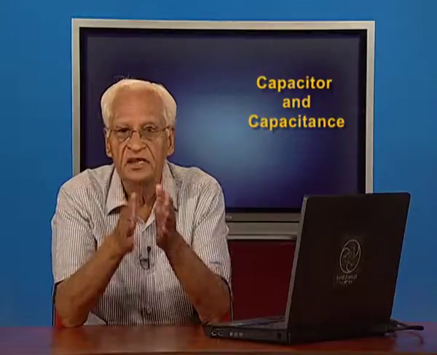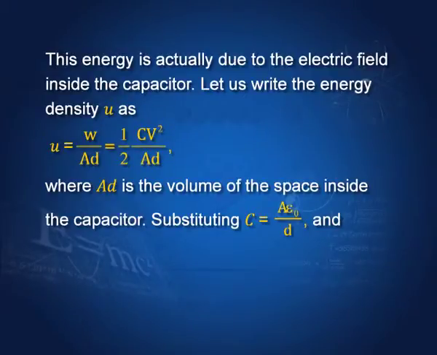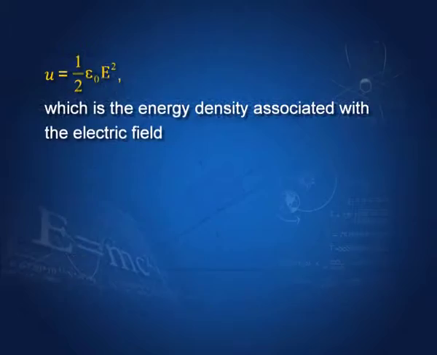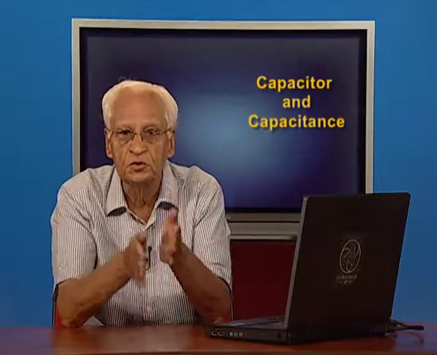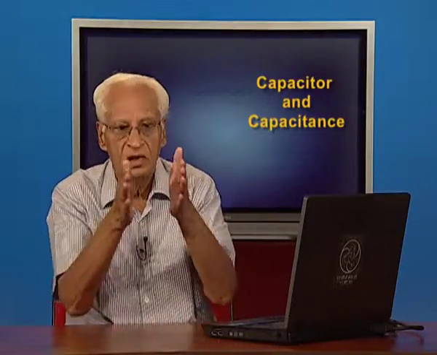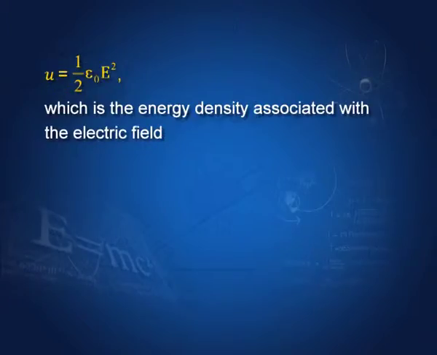So, therefore, the energy per unit volume is W by A d, which we have called U, and it is half C V squared by A d. Now, if I substitute C equal to A epsilon 0 by d, we have derived this formula, and recognize that V by d is nothing but E, then you can write U as half epsilon 0 E squared. And as you will see later also, this is the energy density due to the electric field in the medium of permittivity epsilon 0. So, the capacitor energy is provided by the electric field inside it.